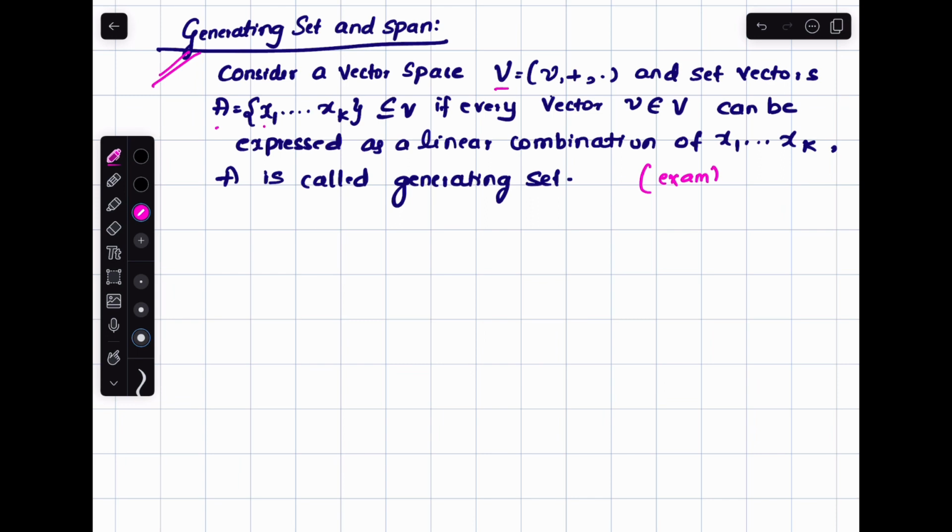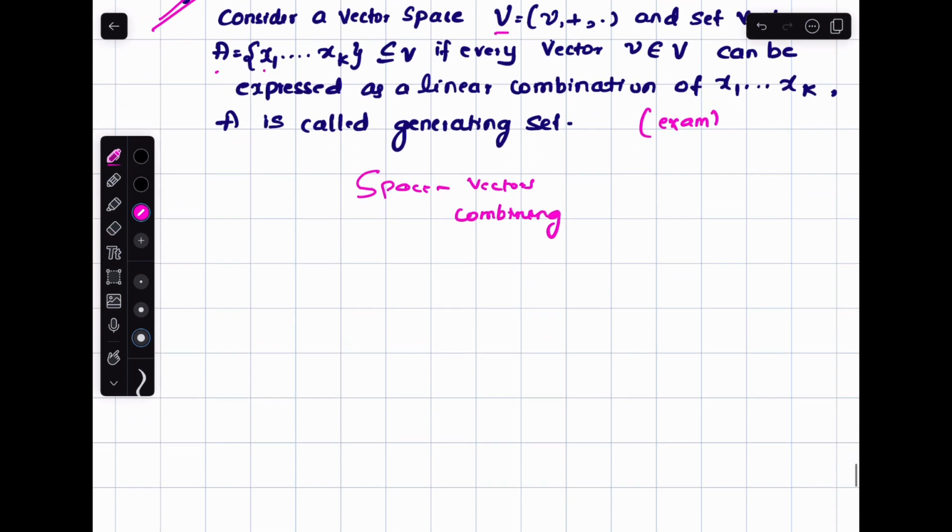Now consider a set of vector space V and set vector A, where it has all the vectors from x1 to xk, which belongs to V. If every vector v belongs to V can be expressed as a linear combination of x1 to xk, A is called the generating set. So what does it mean? Vector space is a collection of vectors where every vector in that space can be created by combining the vectors in the set in some way or the other way.